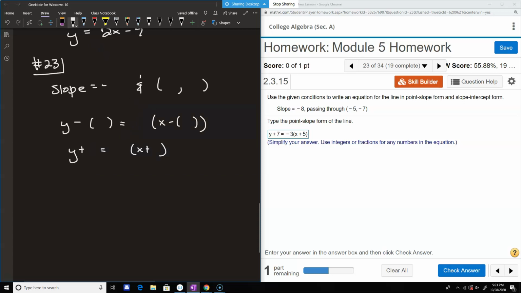So the new numbers are slope of negative 8, passing through minus 5, minus 7. And so that's going to be, again, y minus negative 7 is this negative 8 times x minus negative 5. So we have y plus 7 equals negative 8 times x plus 5. So the only thing that changed was the slope in front.